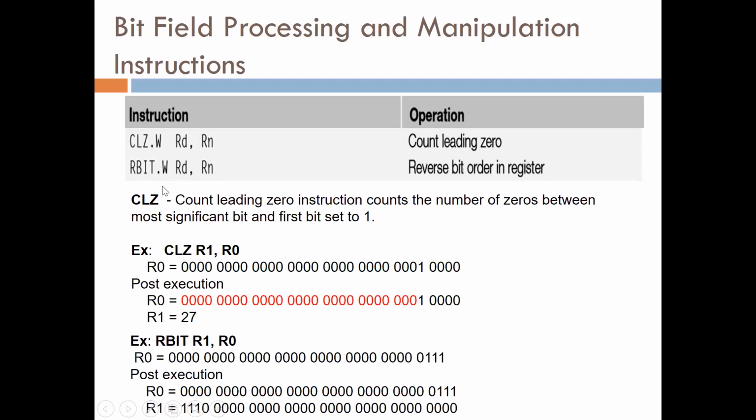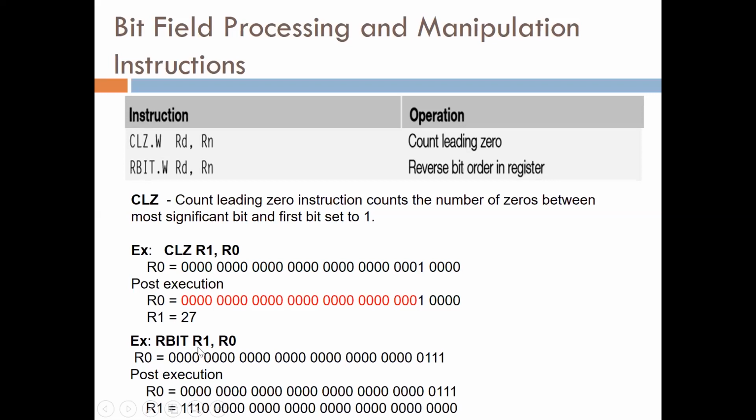So the next instruction is RBIT.W space Rd comma Rn. RBIT stands for reversing the bit data in a register. So it reverses the bits. So we have an example, RBIT space R1 comma R0. R0 is the source register. So in R0 content, we have some data here as shown here. So what does RBIT do? It just reverses the data and stores it in the destination register.